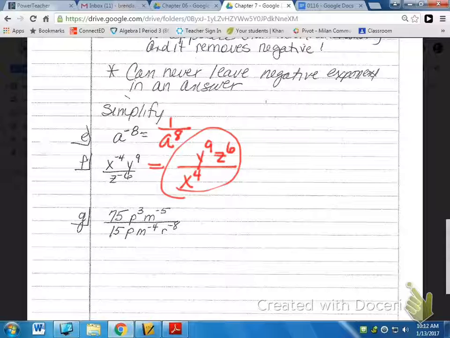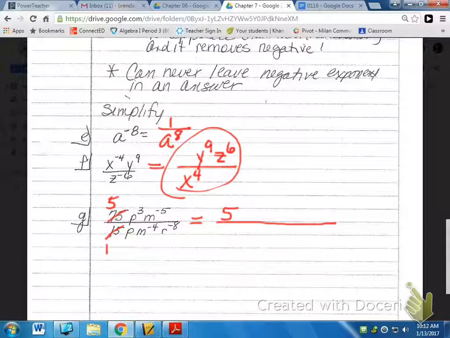All right, this last one. 75 p to the third, m to the negative fifth, sorry, over 15 p m to the negative fourth, r to the negative eighth. Boy, there's a lot of stuff going on here, isn't there? I still highly recommend that you take care of your negatives first, except I think the 75 and 15, we could probably go ahead and reduce that, right? How would those two reduce? Yeah, we can divide both of those by 15, 1 and 5. So I'm going to put a 5 on top. So that's taken care of.